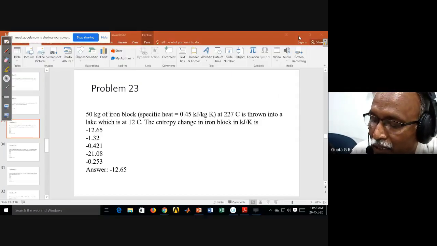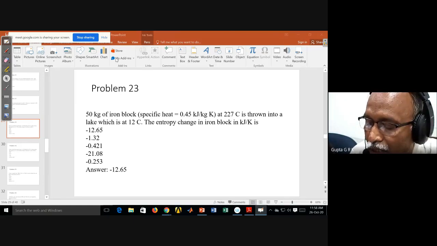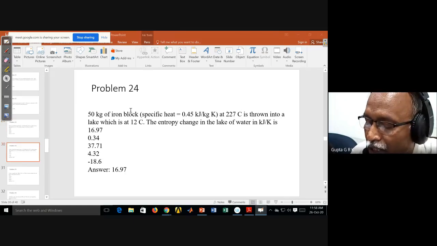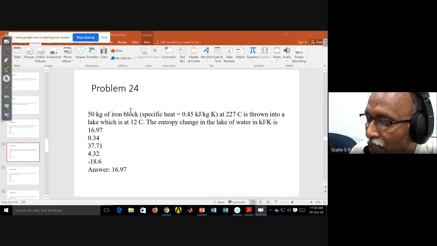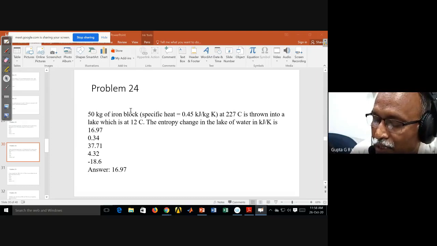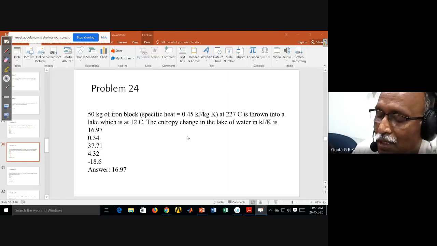And again, the extension of the same problem, I think the next one, it is 50 kg of iron block, again thrown into the lake of water. Find the entropy change in the lake. So here, in the lake of water, I have to know, because the temperature is constant, which is at 12 degrees centigrade, so I have to find out Q by T. And what is Q? m Cp delta T. So m is there, Cp is there, and delta T, that is the amount of heat lost by iron and taken by lake. So that you have to do.